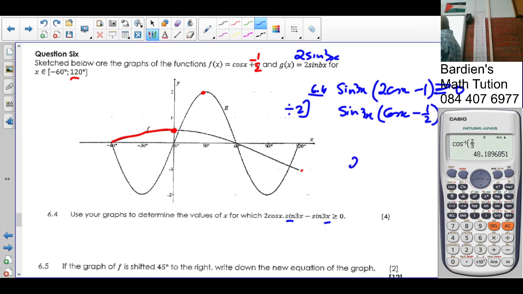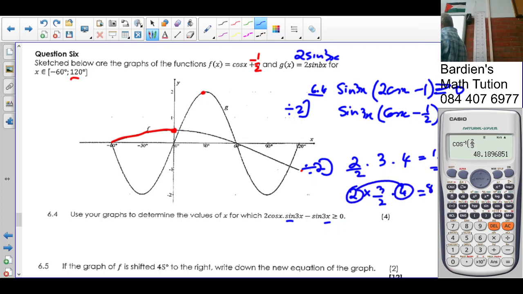So if you've got 2 times 3 times 4, and I divide this by 2, and I put it under here, then that's going to give you 1 times 3 times 4, which is 12. If I put that under there, 2 times 4 is 8, times 3 over 2, 2 goes into 8 4 times, which is also 12. If I had to divide the 4 by 2, 2 times 3 is 6, 4 divided by 2 is 2, which is 12.